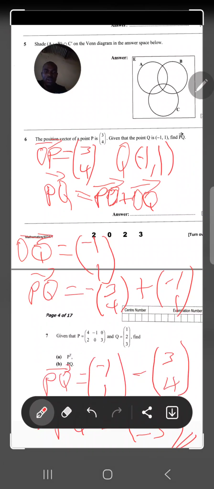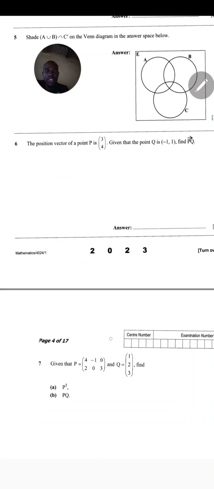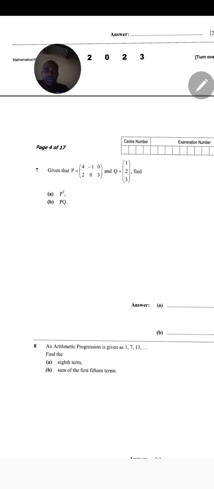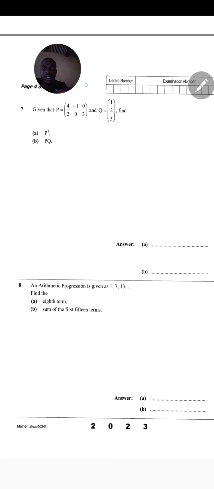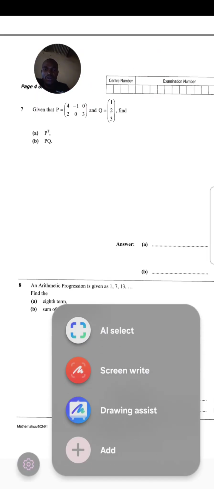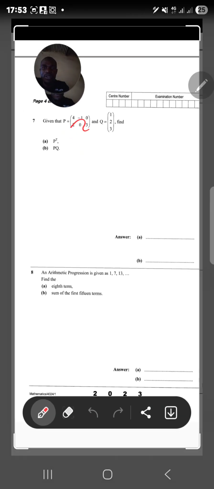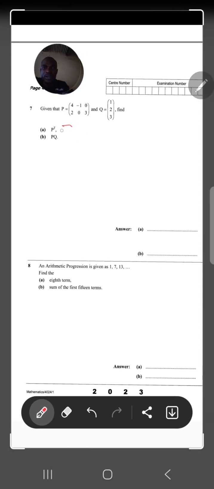Okay, so we are going to proceed on to the next question, which is question number 7. Question number 7 is just asking us to find the transpose. So if we are to find the transpose of P, it is not difficult at all.